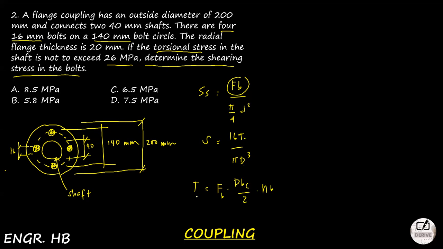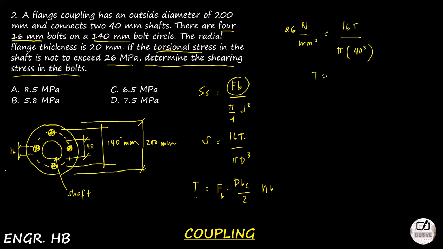So pag nakuha natin si torque, makukuha natin si FB. Kasi meron tayong given na DBC, which is 140, and number of bolts, which is 4. So unahin muna natin si shaft stress. So the torsional stress in the shaft, 26 megapascals, is equal to 16T over pi D cubed. So that was the shaft diameter, not the bolt diameter, which is 40.